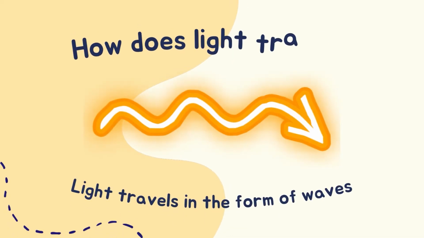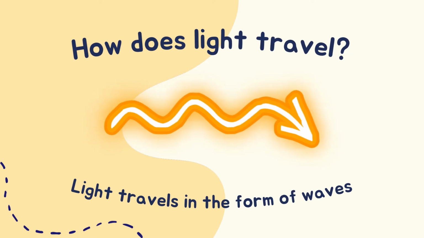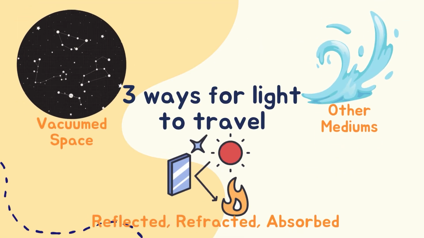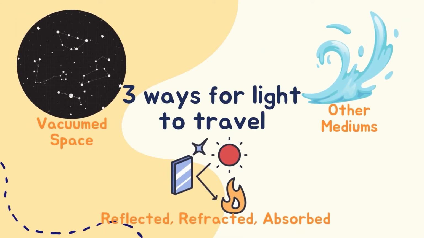So how does light travel? Light travels in the form of waves. There are 3 different ways for light waves to travel. 1. Light waves move from the source through a vacuum. A vacuum space means the absence of air in space. 2. Light waves move through various mediums such as air or water. 3. Light waves are reflected, refracted, or absorbed.